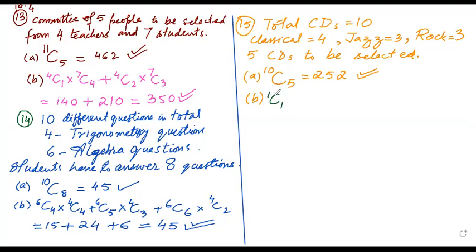So one selection out of the one selection, 1 out of 1, which is 1C1, multiplied by the rest, which are normal for him. So the remaining CDs are 9, and how many CDs should he select? 4 out of those 9. So 1C1 multiplied by 9C4 is equal to 126. And this is the answer. Now part C.